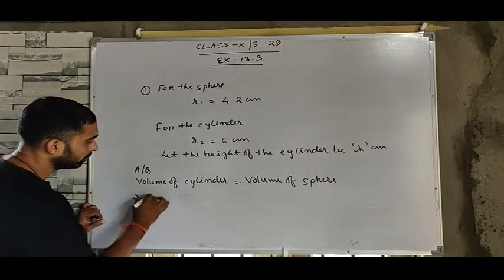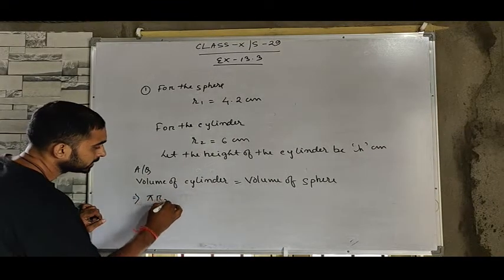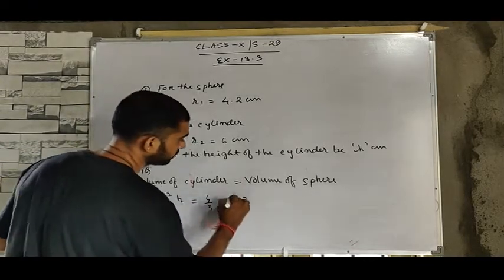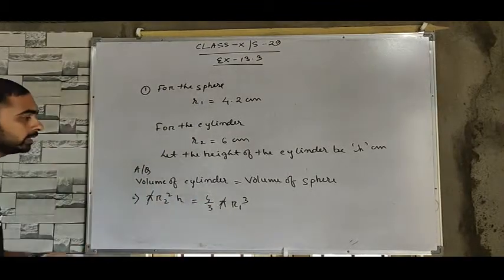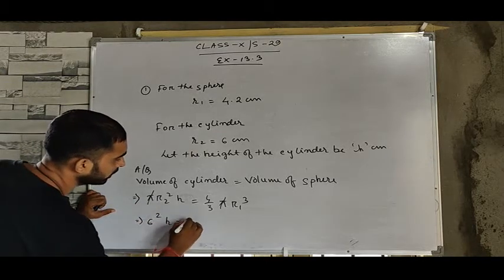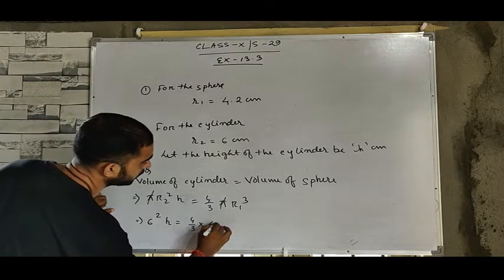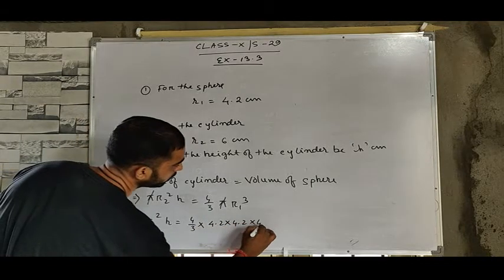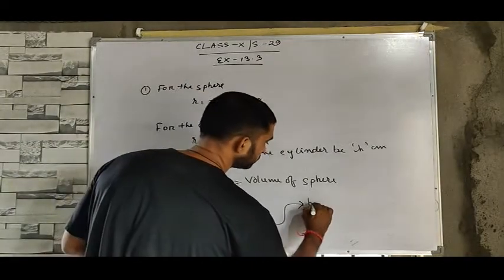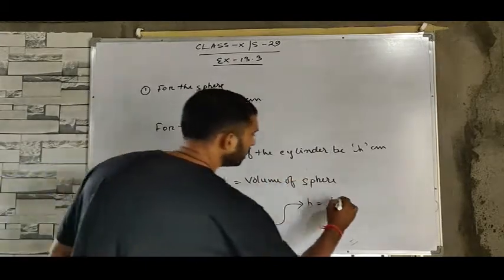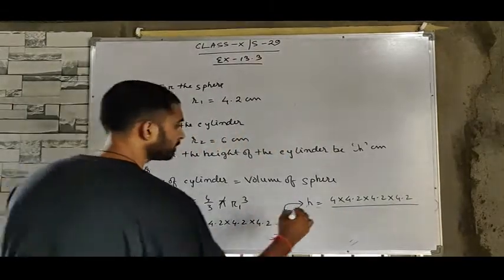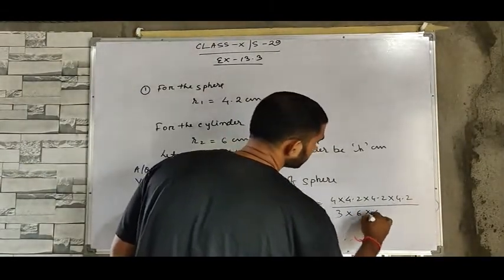Now the volume of a cylinder is pi r squared h. For the cylinder the radius is r2 and height is h, and for the sphere the radius is r1. So pi cancels on both sides. Here r2 equals 6, h is not given, and 4/3 r1 cubed with r1 equal to 4.2. Then h equals 4 into 4.2 into 4.2 into 4.2 divided by 3 into 6 into 6.